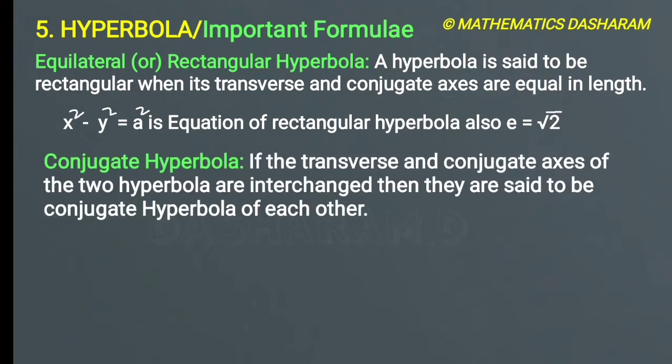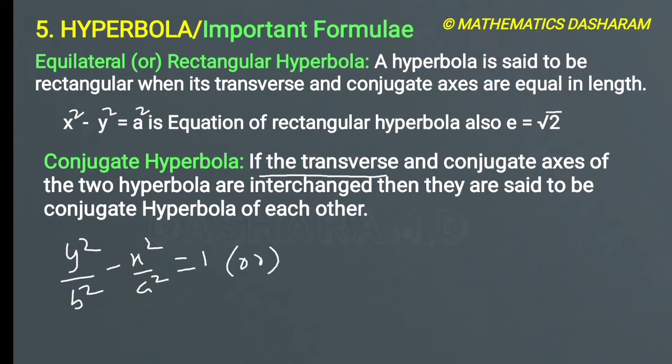The next definition is conjugate hyperbola. If the transverse and conjugate axes of two hyperbolas are interchanged, then they are said to be conjugate hyperbolas of each other. The equation of a conjugate hyperbola is y square divided by b square minus x square divided by a square equals 1. Otherwise, taking the minus common, x square by a square minus y square by b square equals minus 1. So both are equations of a conjugate hyperbola.